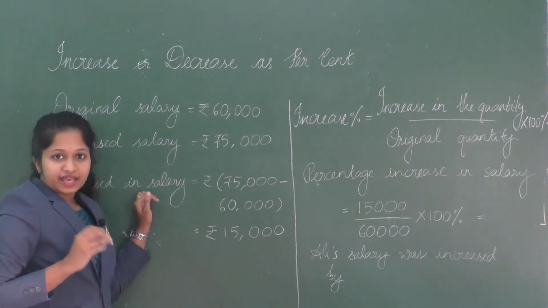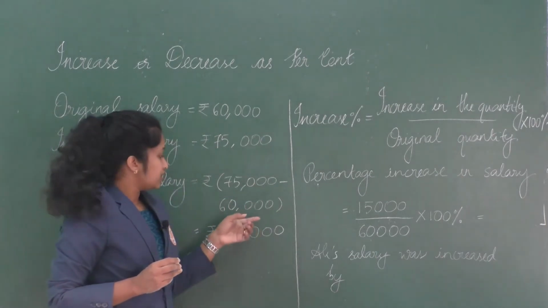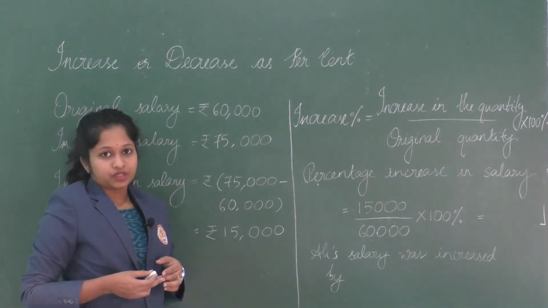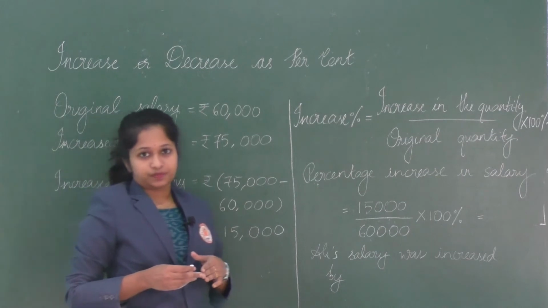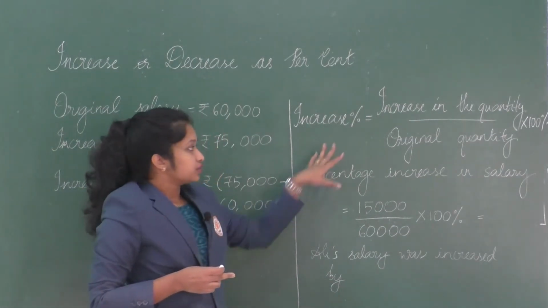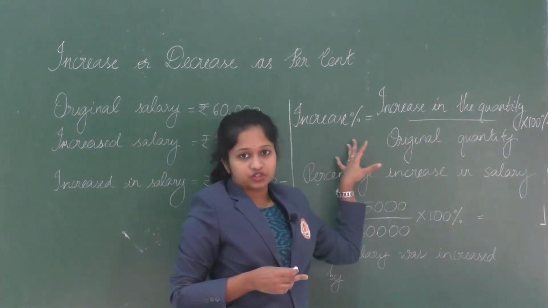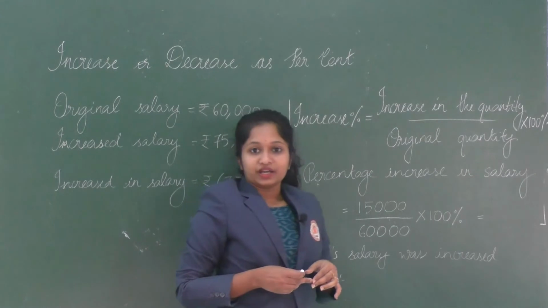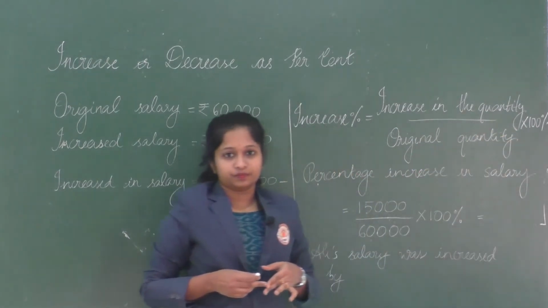So the increase in the salary is 75,000 minus 60,000, that is 15,000. So there is an increase of rupees 15,000. Okay, so we know the formula to find the percentage increase, that is equal to the increase in the quantity by the original quantity into 100%.